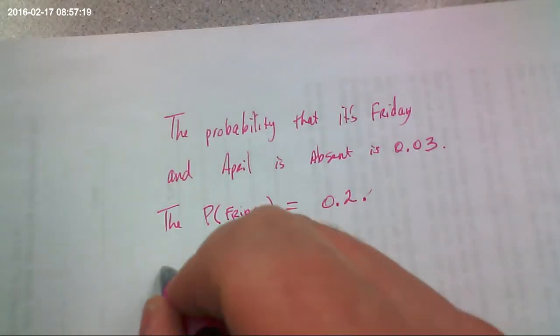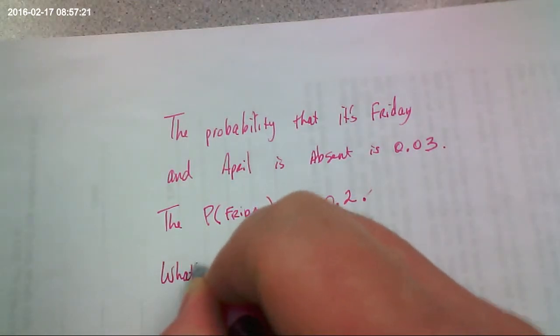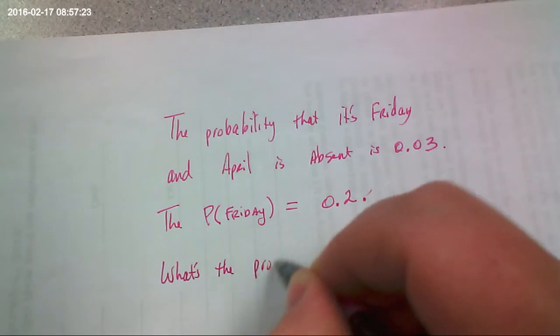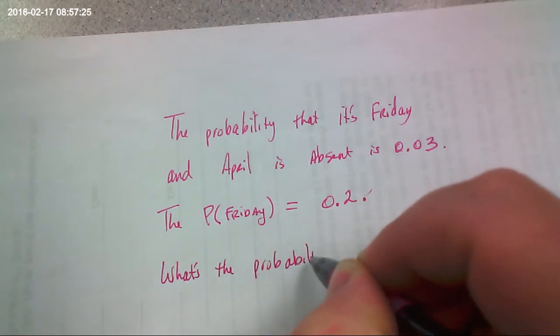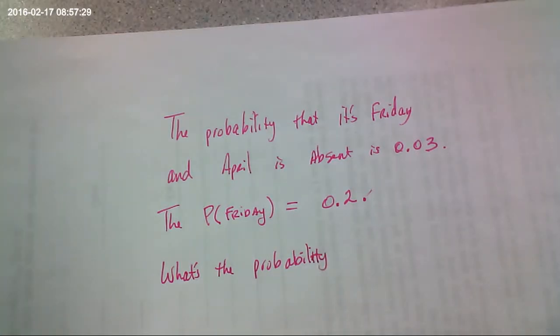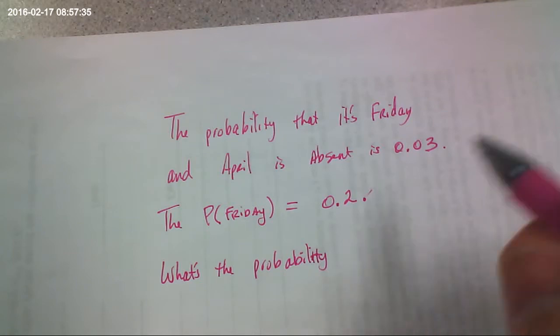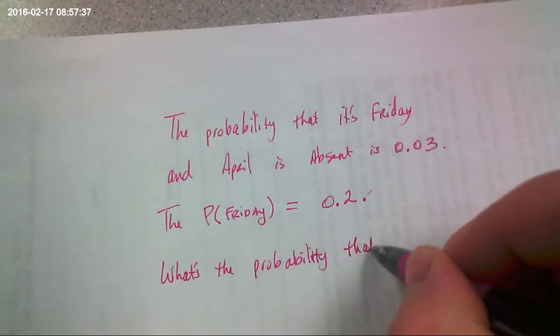So, here's the question. What's the probability? I crossed my I and my T. What? I thought you were with your eyes.